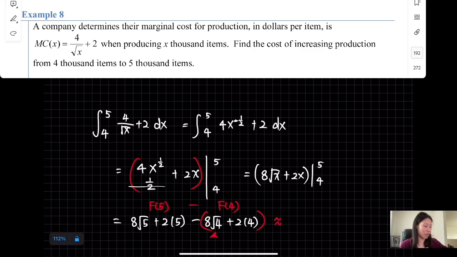So this is approximately $3.889. So be careful, the unit is $1,000. So that means it will cost $3,889 to increase the production from 4,000 to 5,000 items.